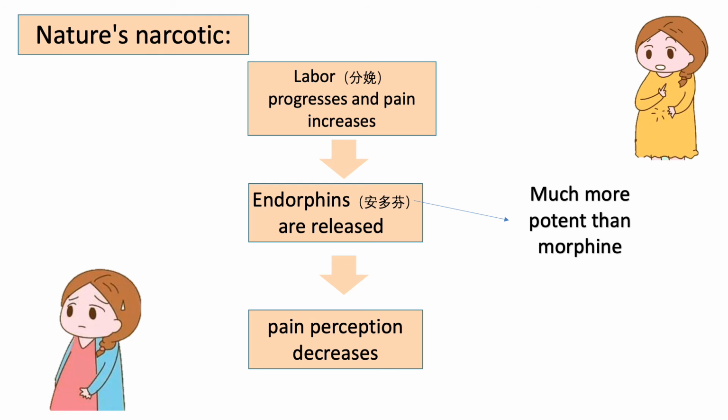And the rising level of endorphins will lead to a shift from a thinking, rational mindset to a more instinctive one. Endorphins will also create a dreamlike state. And this will help the mother in giving birth to the baby.